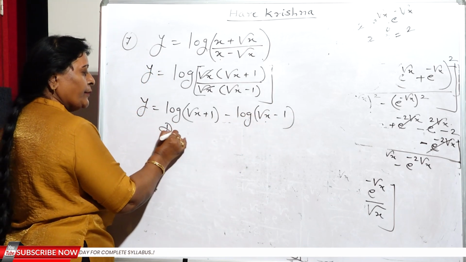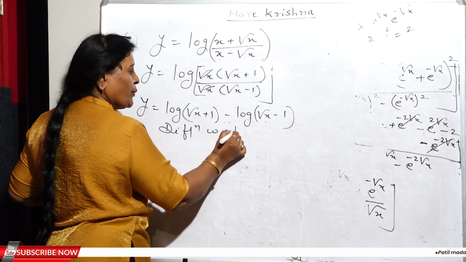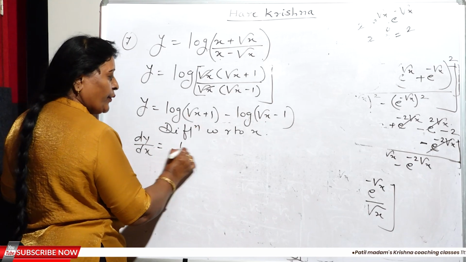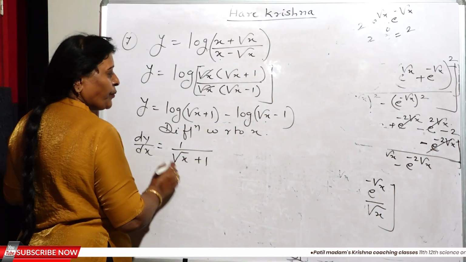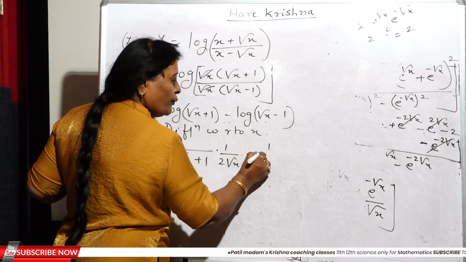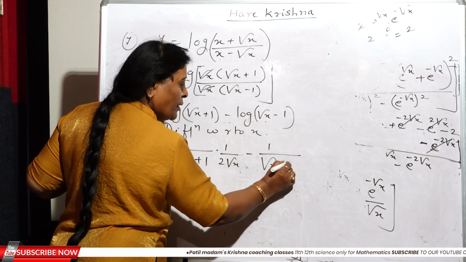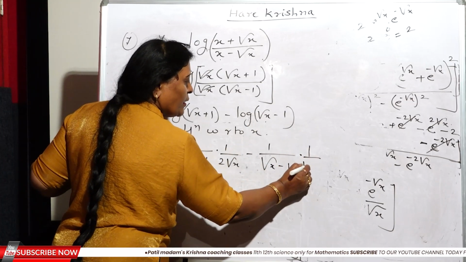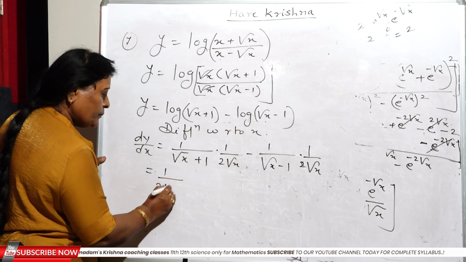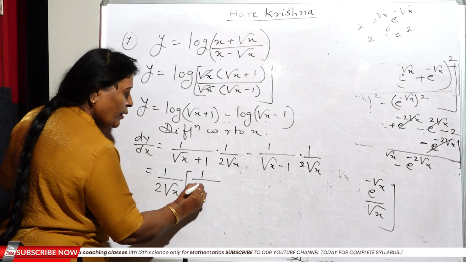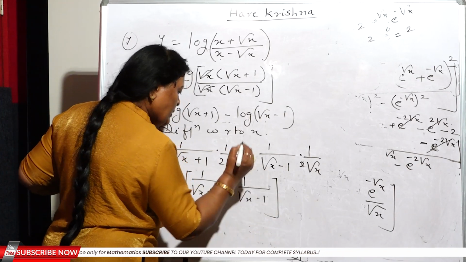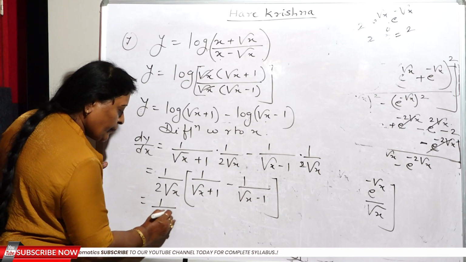Right? Now differentiate with respect to x. dy by dx. Here again, the derivative of log u is 1 by u, 1 upon root x plus 1. Again the derivative of root x is 1 upon 2 root x. Again apply chain rule. Log u gives 1 upon u, meaning 1 upon root x minus 1, and again what is the derivative of root x? 1 upon 2 root x. Again 1 upon 2 root x you can take common. What remains here? 1 upon root x plus 1 minus 1 upon root x minus 1, isn't it?